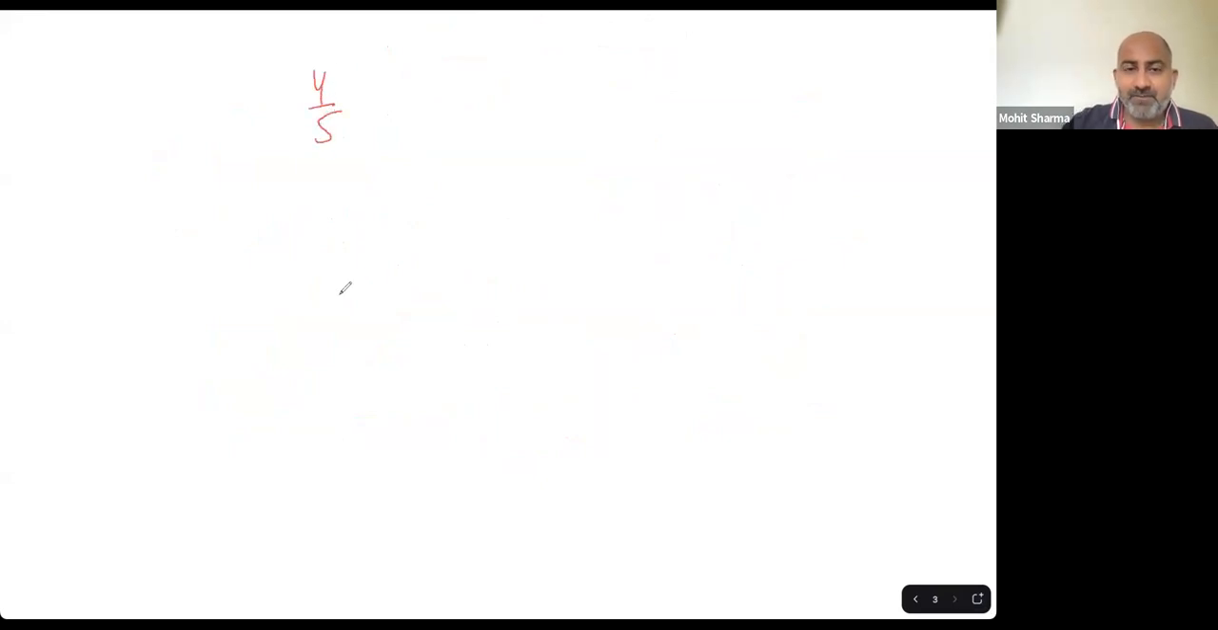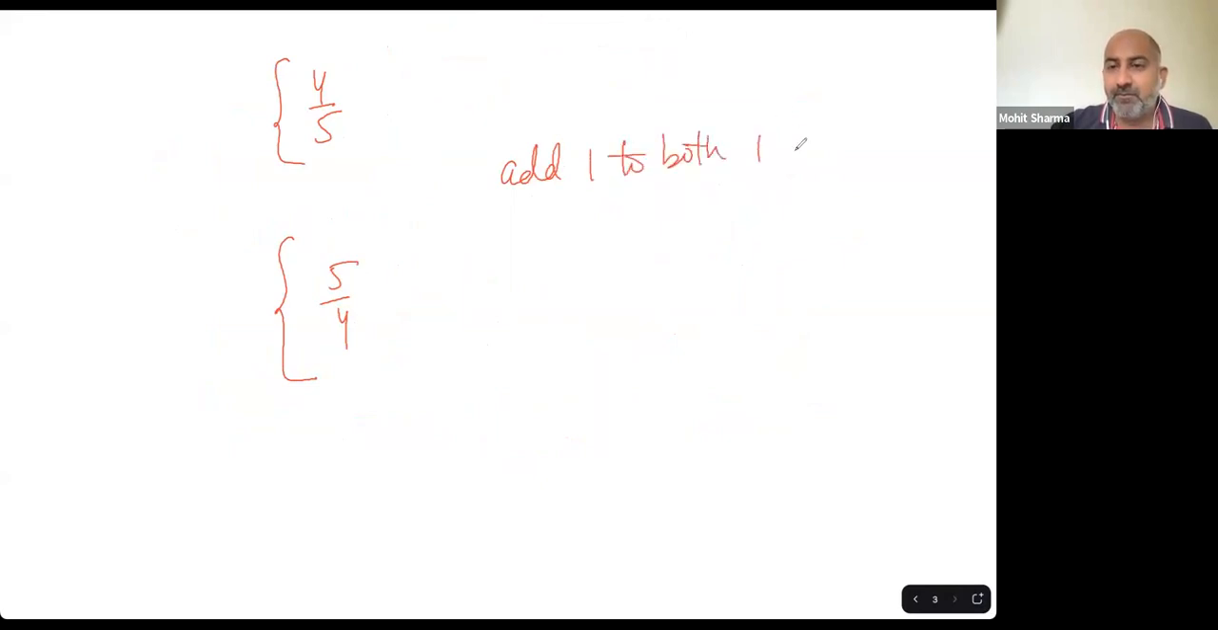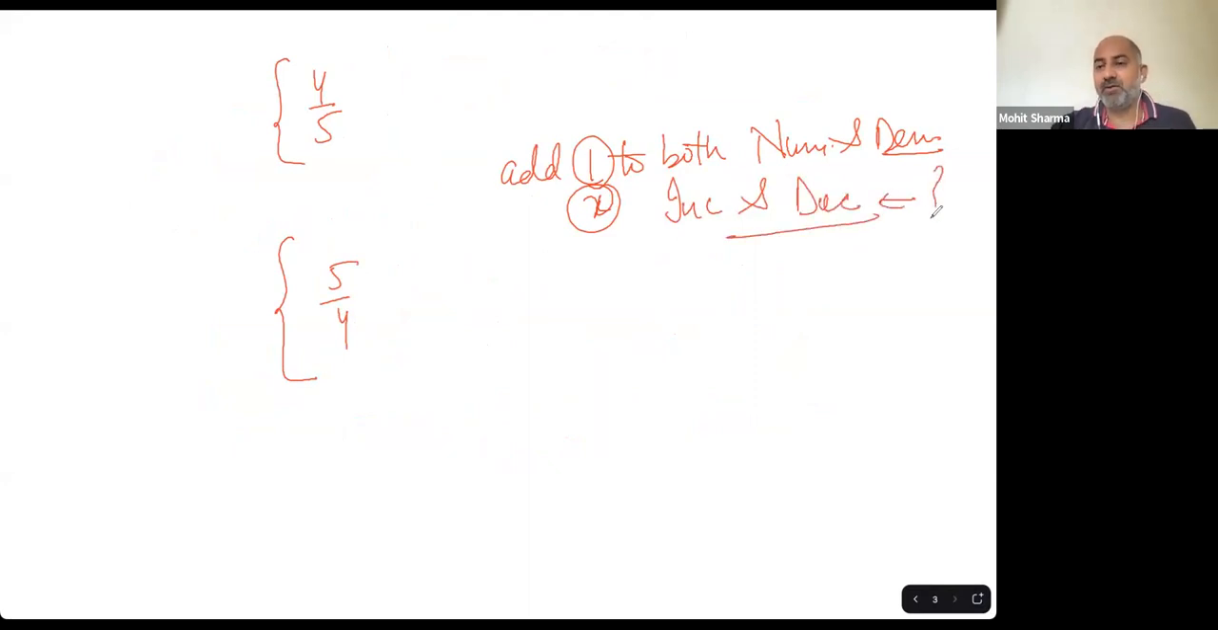4 by 5, 5 by 4. In both fractions, you add 1 to both numerator and denominator. Or for that matter, add the same number to both numerator and denominator. Which fraction will increase and which fraction will decrease? That's the question. Understood the question? One of the fractions would increase and one of the fractions would decrease. Which one will increase and which one would decrease? That's all we need to figure out.